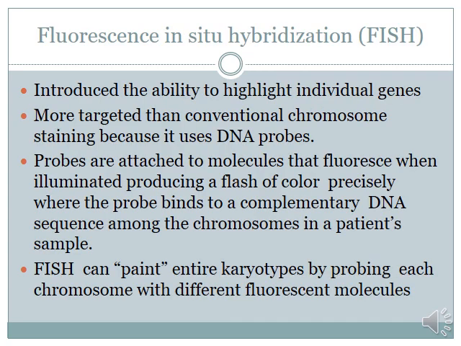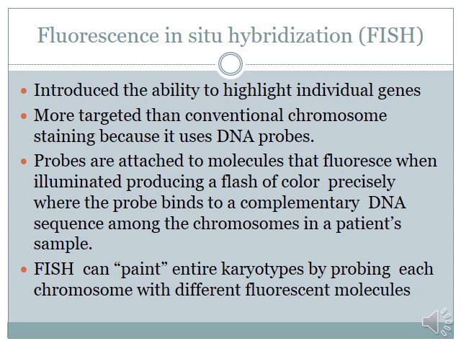A technique called FISH, fluorescence in situ hybridization, introduced the ability to highlight individual genes. FISH is more targeted than conventional chromosome staining because it uses DNA probes. The probes are attached to molecules that fluoresce when illuminated, producing a flash of color precisely where the probe binds to a complementary DNA sequence among the chromosomes in a patient sample. Using a FISH probe is a little like a search engine finding the word hippopotamus in a book compared to pulling out all words that have the letters H, P, and O.